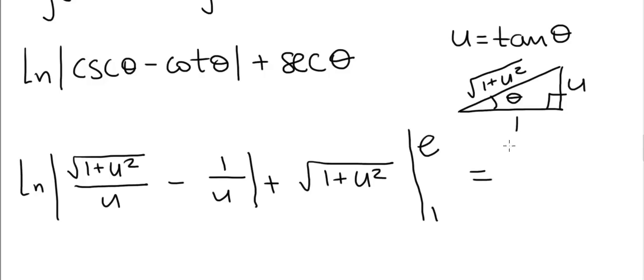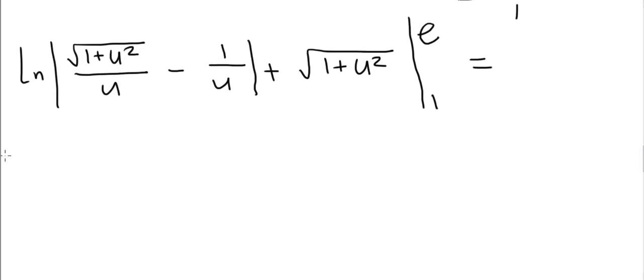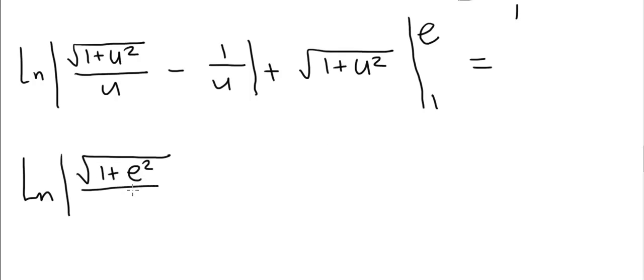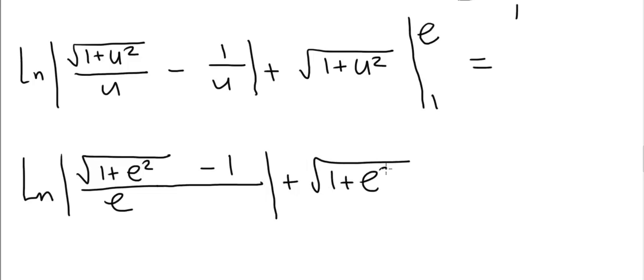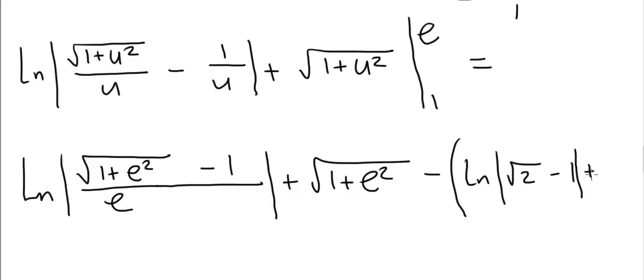Let's plug e in, and we have the natural log of the absolute value of the square root of 1 plus e squared divided by e, and then since this is minus 1 over e, we can write it right there because they have a common denominator, plus the square root of 1 plus e squared. Now minus, let's plug in 1. So this is the natural log of the absolute value. We have the square root of 2 minus 1 divided by 1. So it's the square root of 2 minus 1, plus the square root of 2.